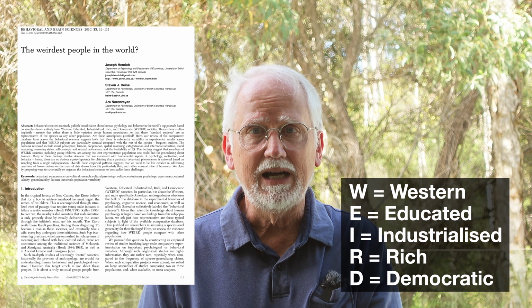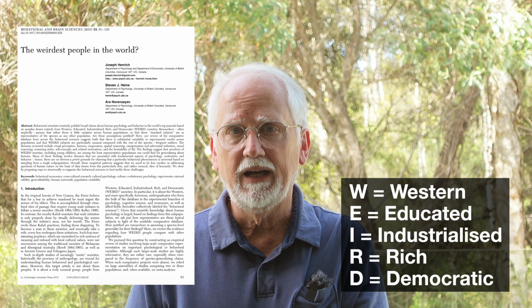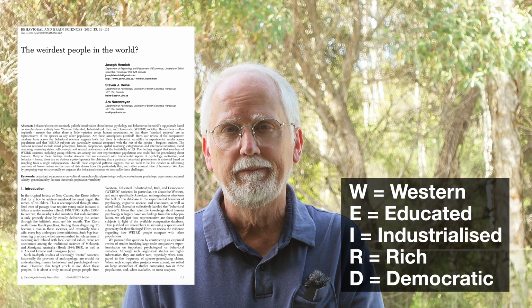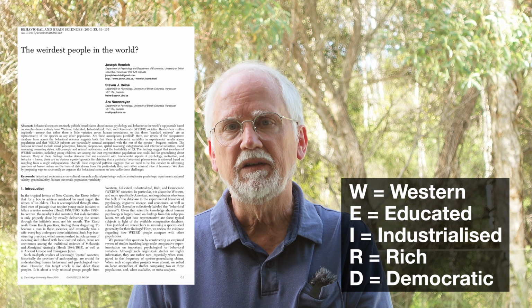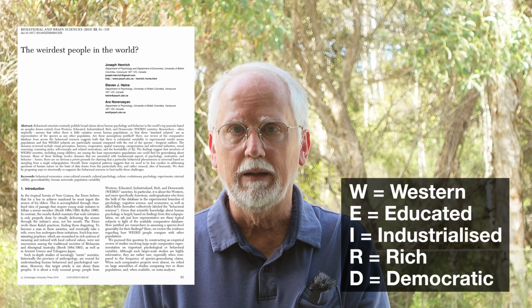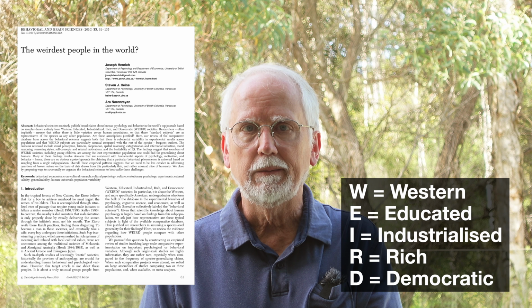And this brings us to one of the most important critiques in modern psychology. Henrich, Heine, and Norenzayan published a paper in 2010 called "The Weirdest People in the World," where WEIRD, W-E-I-R-D, stands for Western, educated, industrialized, rich, and democratic. Their argument: most psychology research is conducted on WEIRD samples, particularly undergraduates in North America and Europe.